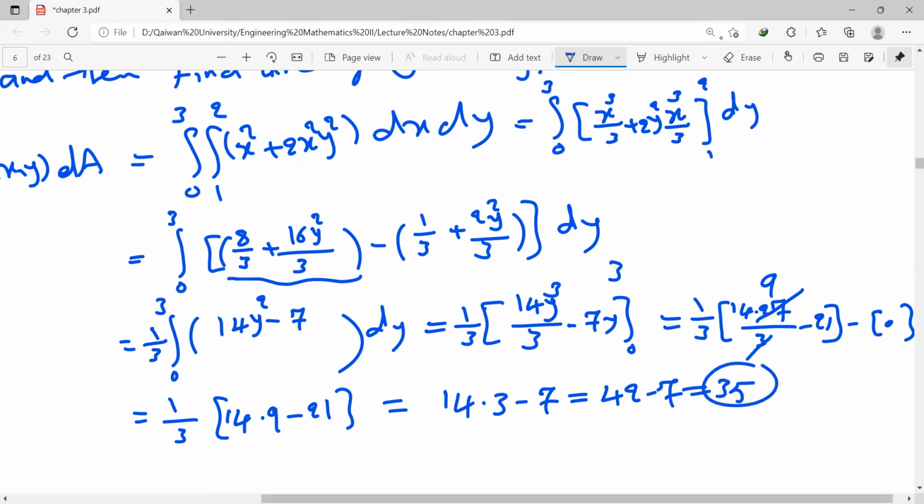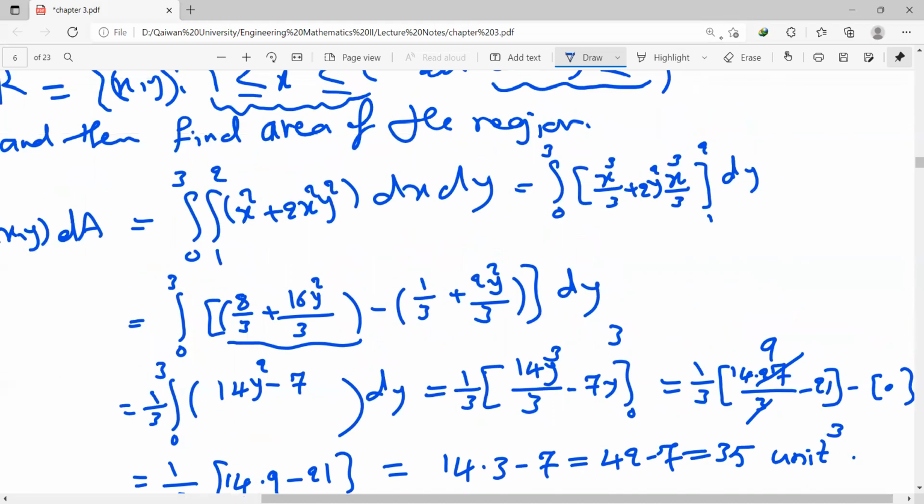This is the volume of the solid. It's unit cubed. So the unit for this result is unit cubed. If the units are meters, we say meters cubed. As in centimeters, we say centimeters cubed. So this is the result.